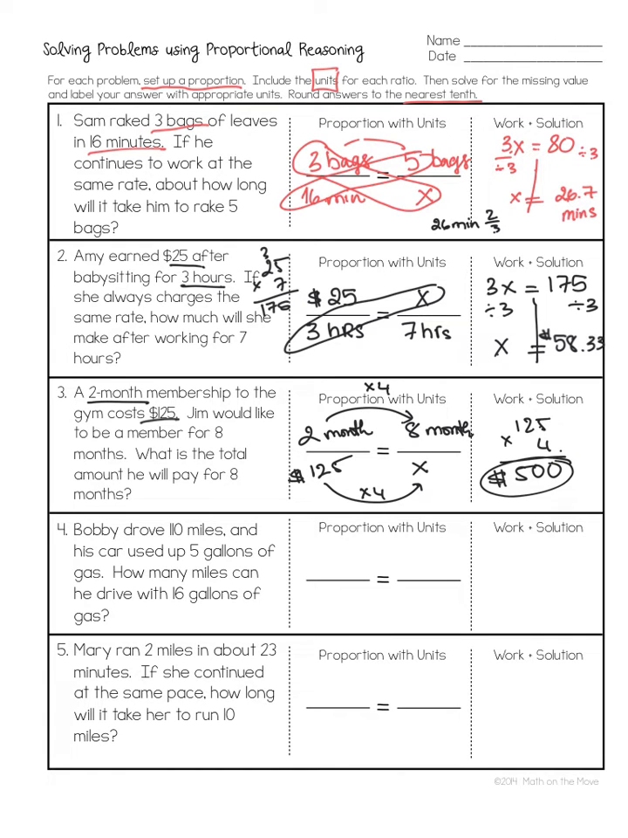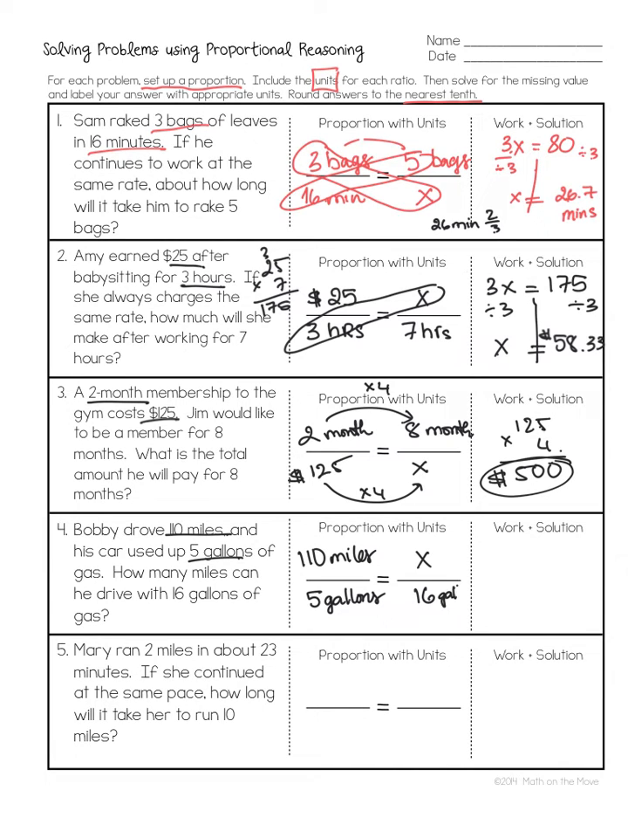Number 4. Bobby drove 110 miles and his car used up 5 gallons of gas. How many miles can he drive with 16 gallons of gas? So we have the first ratio, 110 miles, and he used 5 gallons. And how many miles? We don't know it. For 16 gallons.